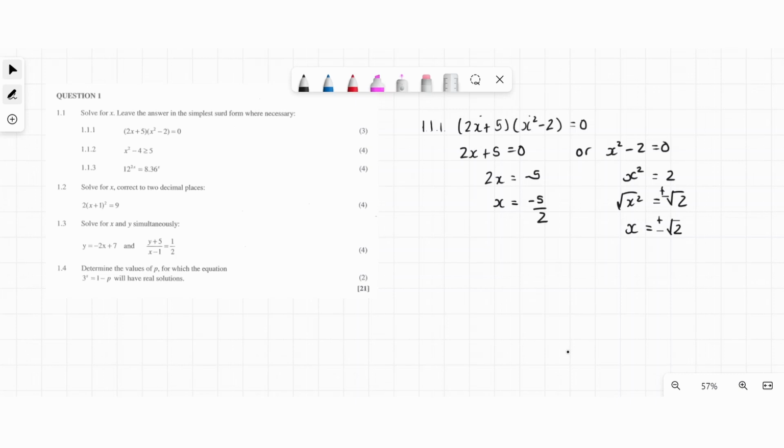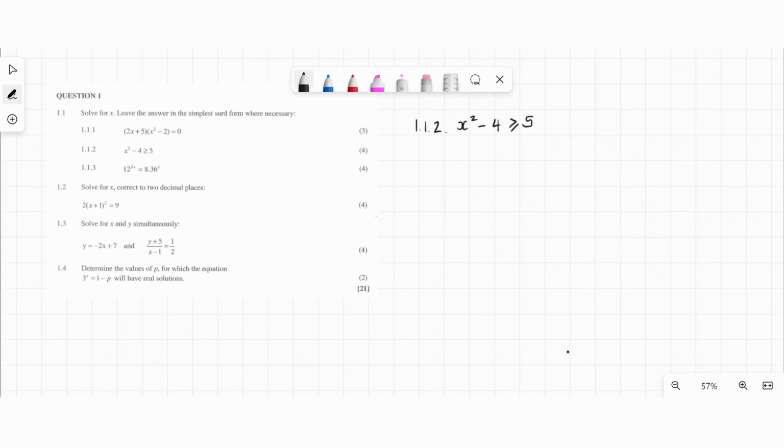Or another way, it could be this one plus this one. You can say x is equal to negative root 2, or x is equal to positive root 2. Then we're done with this question.